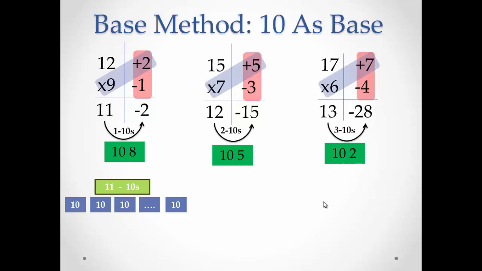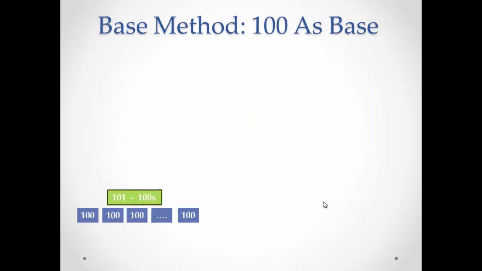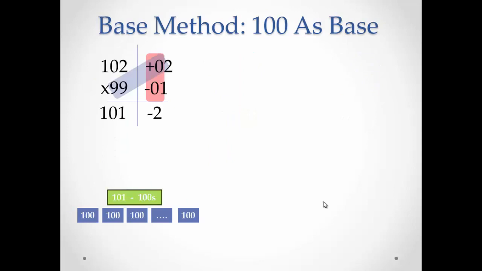So let's increase our base. We will now consider 100 as our base. So 102 times 99. 102 is 2 more than 100, and 99 is 1 less than 100. So 99 plus 2 is 101, and 2 times minus 1 is minus 2. Now we'll be applying the same concept, that is we will take 1 from 101, and we are left with 100 hundreds, and subtract 2 from 100, then we are left with 10098.